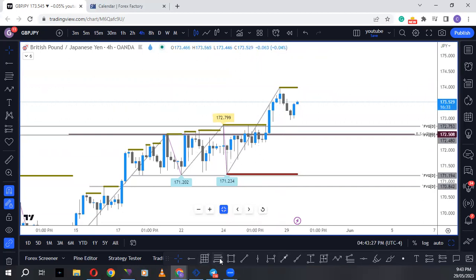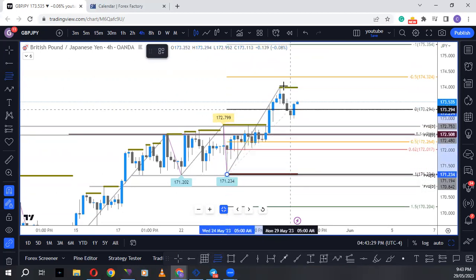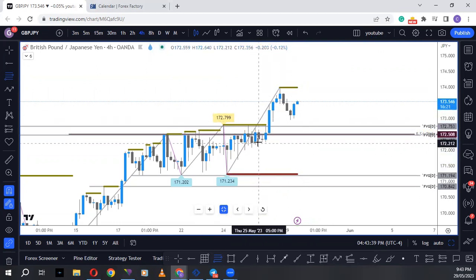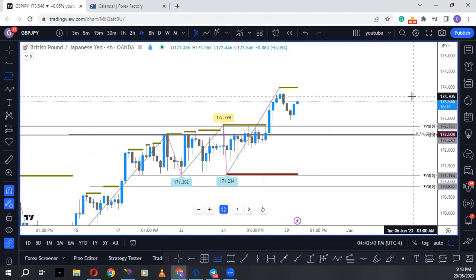So if you pick your 50%, your 50% is going to come in somewhere here. And if you notice, there's a bullish order block at that 50%. So if this is going to continue higher, this would be a good place to take a long position.